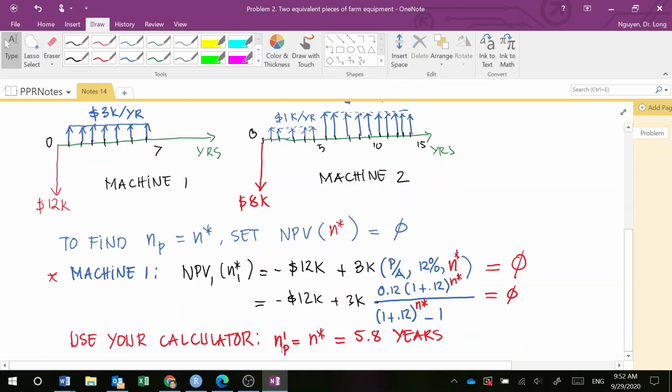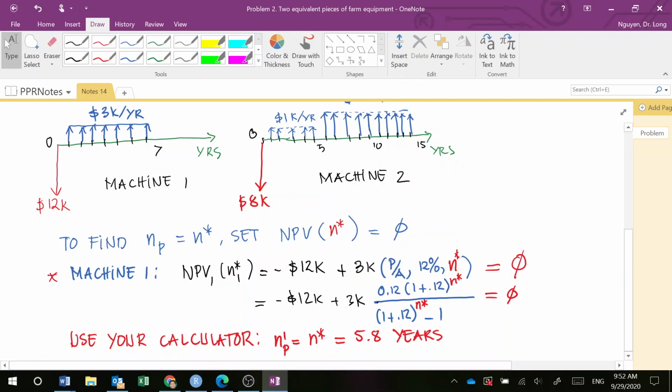So after 7.8 years, that money is yours. That's the extra benefit we have. But before 7.8 years, you have not returned your initial investment and stated return yet. So that is basically the payback period for machine one.